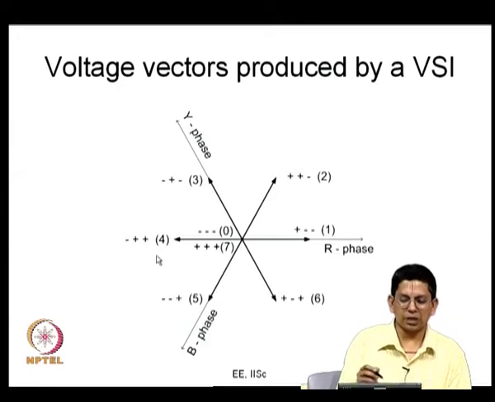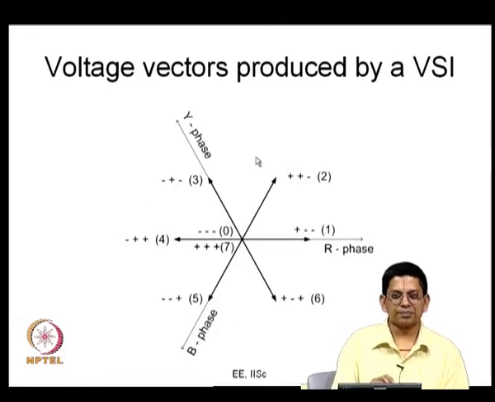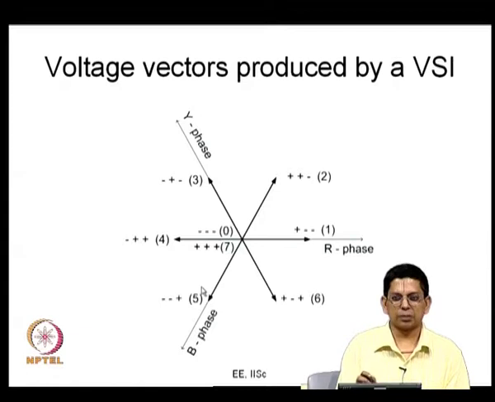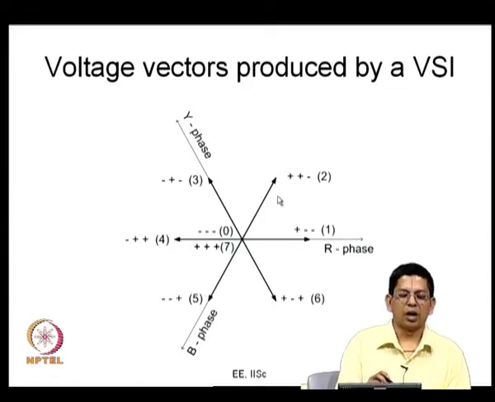The same arguments are valid for Y phase and B phase. So, you can consider there are 6 possibilities. For each of these possibilities, you will have a vector aligned along the positive R phase axis or negative R phase axis or positive Y phase axis or negative Y phase axis and so on, one or the other axes you get. All the vectors are of magnitude VDC.